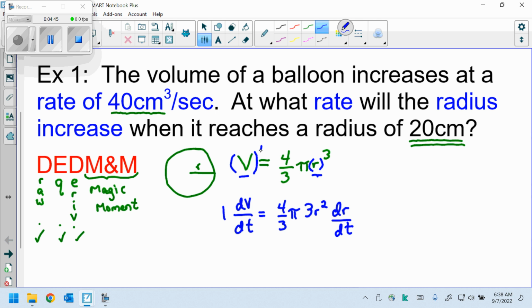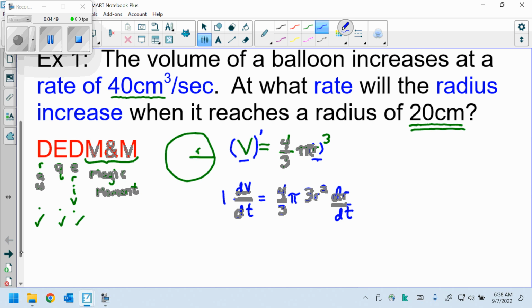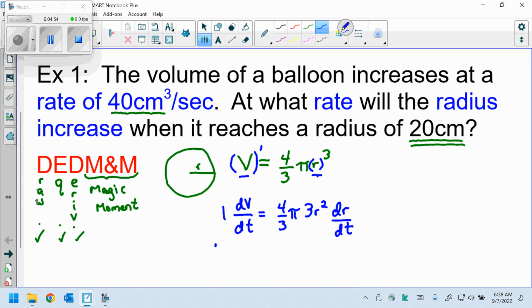All right, so now it's the magic moment. Now it's time to put some numbers into this thing. Well, let's see. The volume of the balloon is increasing, and if it's increasing, this is a positive 40. If we're decreasing, then it would be negative. So that is dV/dt. Now this 3 and this 3 would cancel out, and we would be left with 4 times pi times the radius. Now this is the magic moment. And at the magic moment, the radius is 20 times dr/dt.